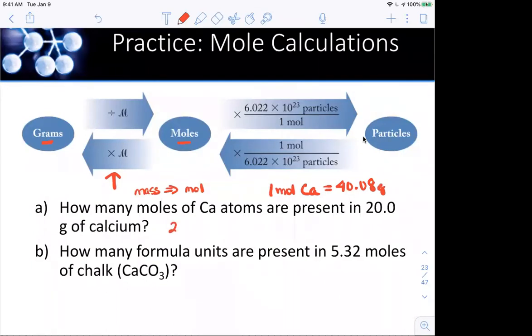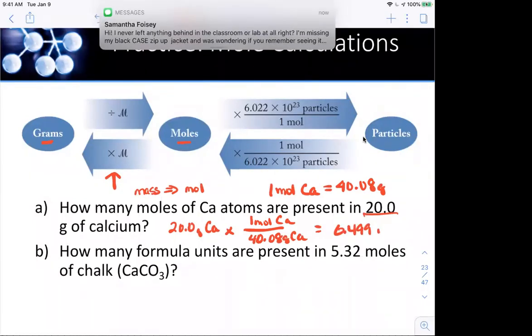So if I have 20.0 grams of calcium, for every 1 mole of calcium, I have 40.08 grams of calcium. That is going to be 20 divided by 40.08 to 3 sig figs. Because of this guy, I have 0.499 moles of calcium.